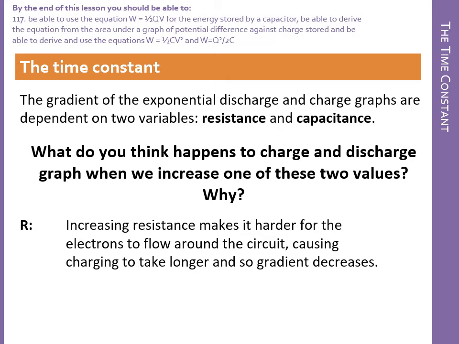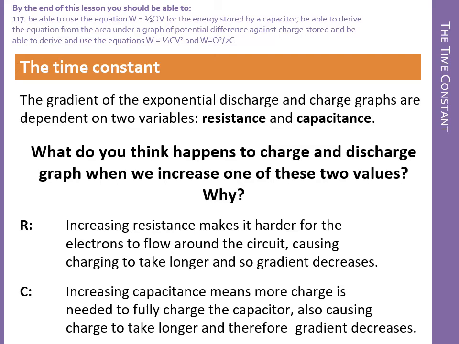Okay, and what will happen if you increase the capacitance? If you increase the capacitance, more charge is needed to fully charge the capacitor. The capacitor has more capacity to store charge, so this also causes the charging to take longer, and therefore the gradient decreases. So we learned that the time constant depends on two factors, resistance and capacitance, and if you increase the resistance, your time constant will increase, your gradient will decrease, and similarly with the capacitance.